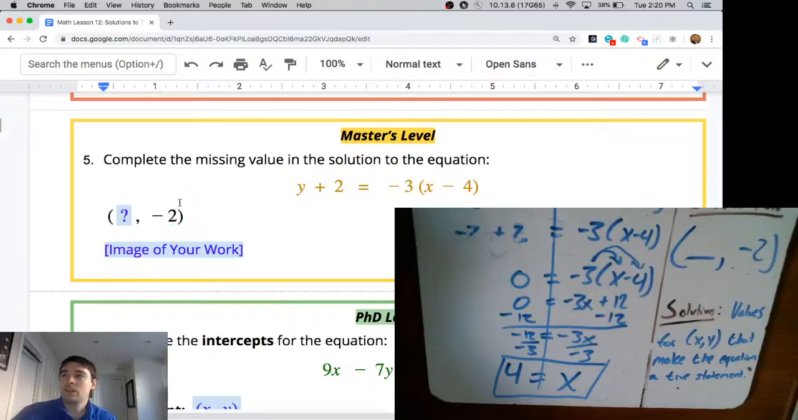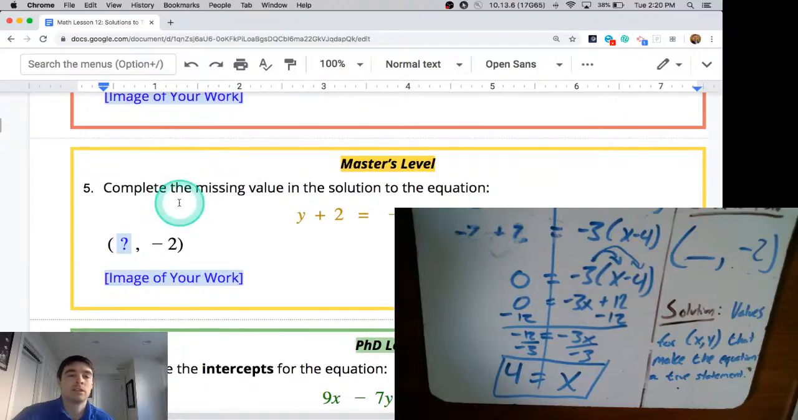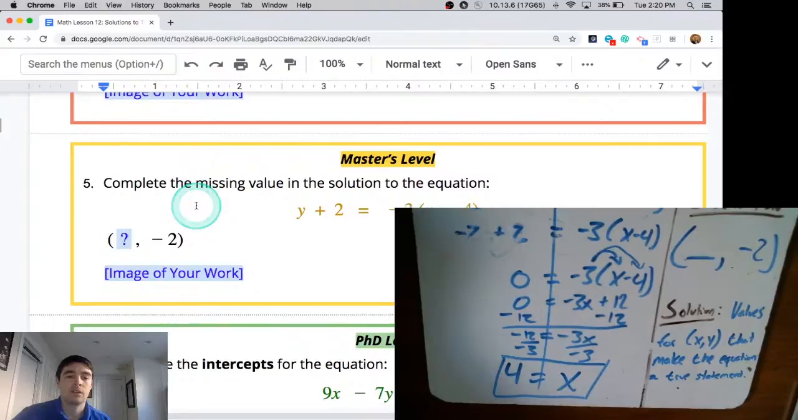Alright, if you have any questions, let me know. As always with 4 and 5, and this is linked directly to your second Khan Academy, if they tell you half of the solution, plug that half in and then solve for the missing piece.